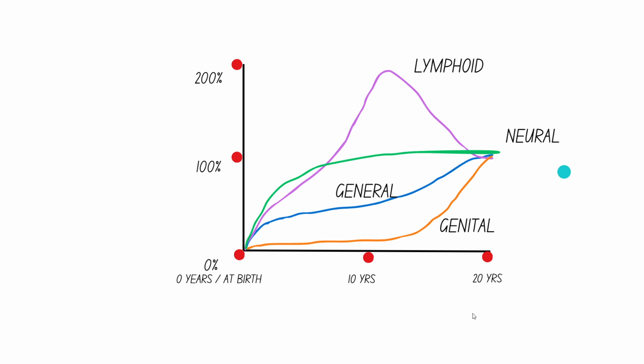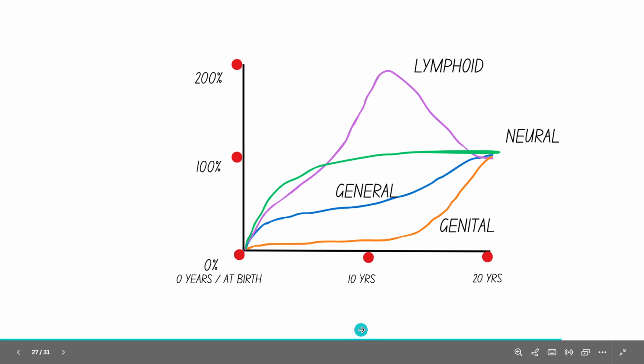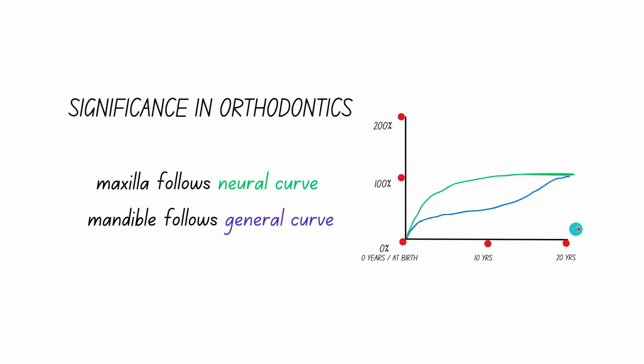Now, there are only two curves that matter. This is the whole Scammon's curve put together, out of which only two curves are significant in orthodontics, which are the neural curve and the general curve. We deal with the maxilla and mandible and their growth. Maxilla usually follows the neural curve, that is, maximum growth is seen within the first 10 years of life. Mandible follows the general curve, that is, there is acceleration in puberty. Remembering this, we should plan our treatment for correcting the growth of maxilla and mandible in orthodontics.